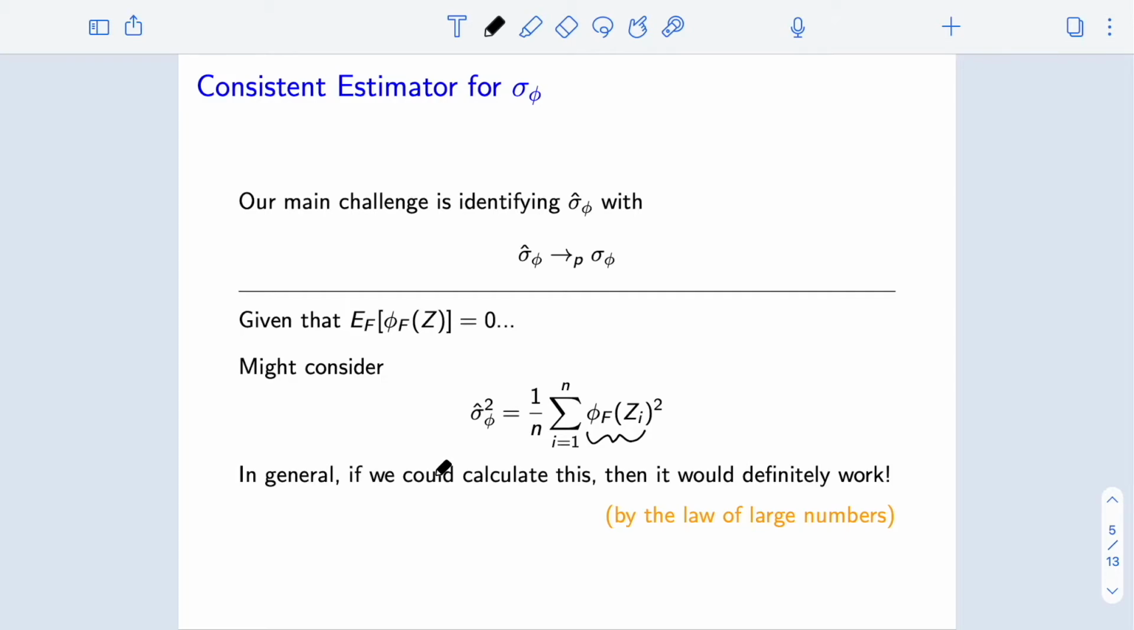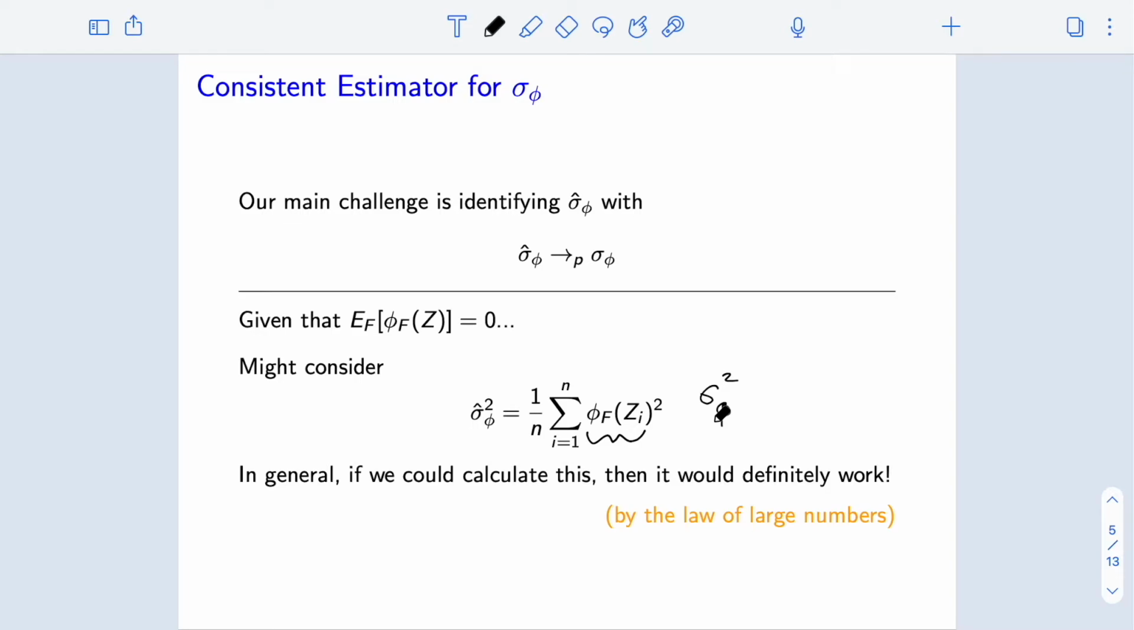In this case, this would give us maybe this candidate for our estimator. And in fact, this would be a really good estimator if we could calculate it, right? The law of large numbers says that this empirical average should converge to its expectation. And we know the expectation of each of these pieces is exactly that, not the standard deviation, but that variance sigma squared phi that we were interested in, and then we could take the square root of this estimator.